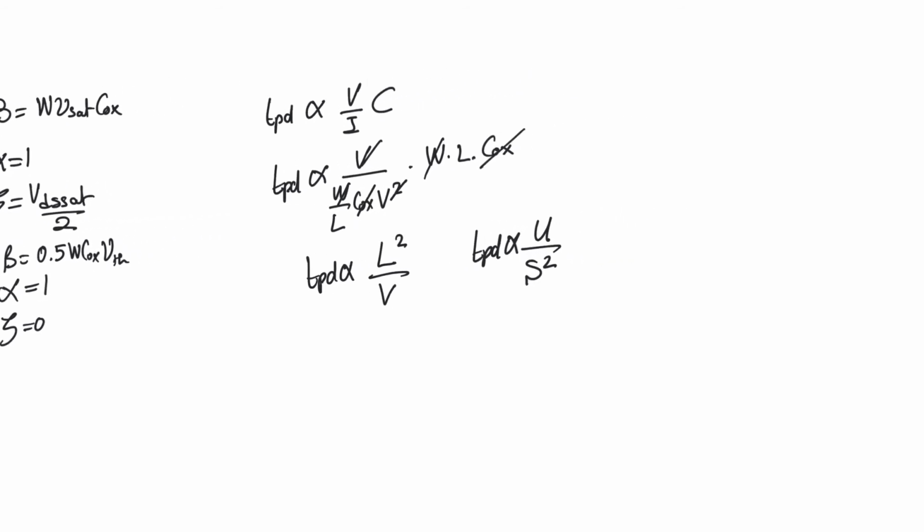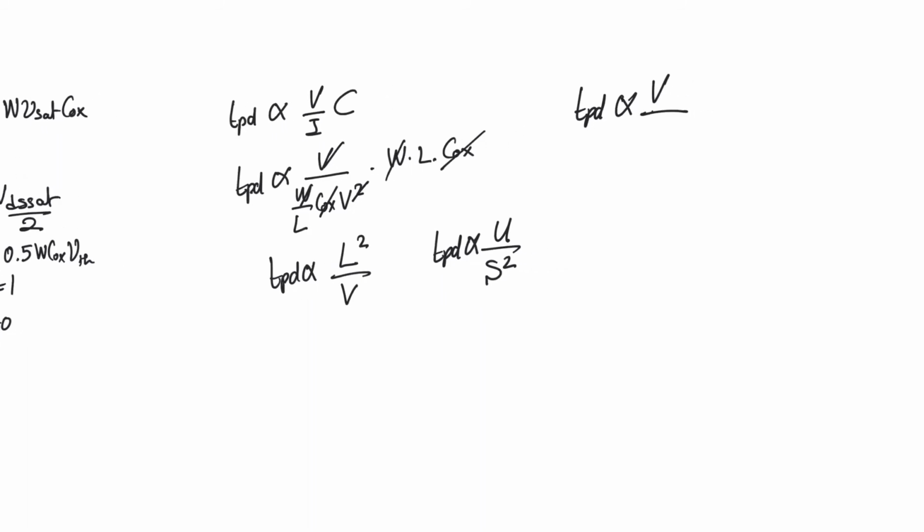Now, if we repeat this discussion again for a short channel transistor, we find that delay is still V over I, but in this case, I is not W over L C oxide V square. Instead, we have W times C oxide times V sat, which is a constant, so it doesn't scale down, times some voltage, which is VGS minus V threshold, minus VDS sat over 2. And this is still going to be multiplied by W L C oxide, which is the C gate. So W is going to cancel with W, C oxide is going to cancel C oxide, V is going to cancel V, which means the TPD is proportional to L.